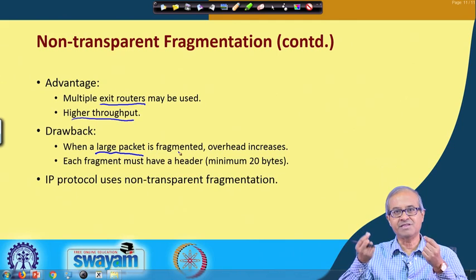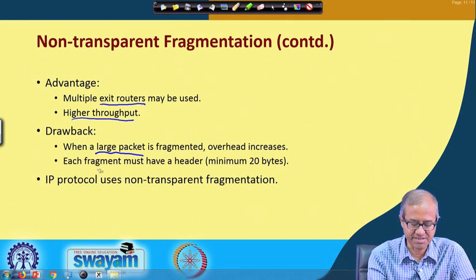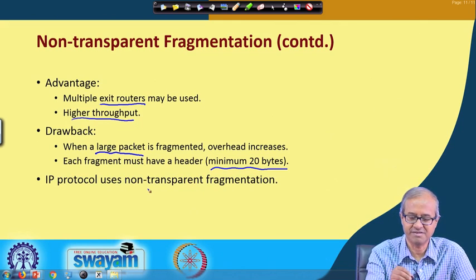That is why there is some overhead in terms of the number of bits being transmitted, which will be a little higher in this method, because as I said, each fragment will have an IP header, which, as you know, is minimum 20 bytes. And I mentioned IP protocol uses this philosophy, non-transparent fragmentation.